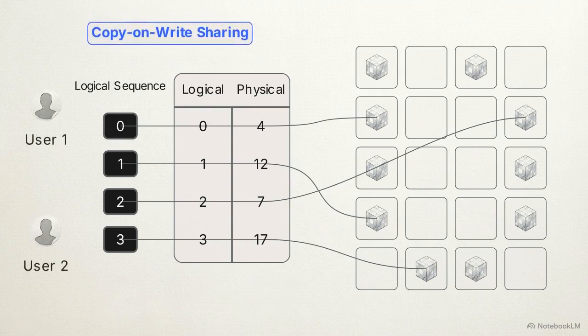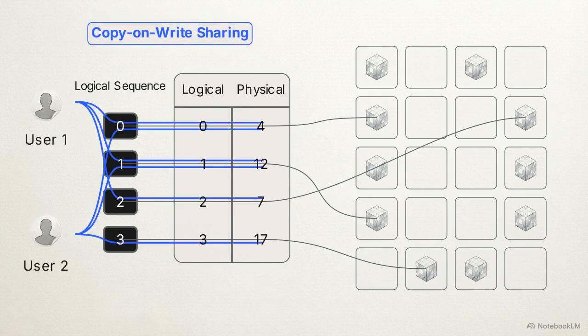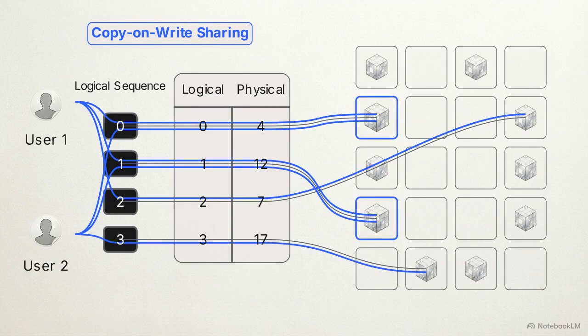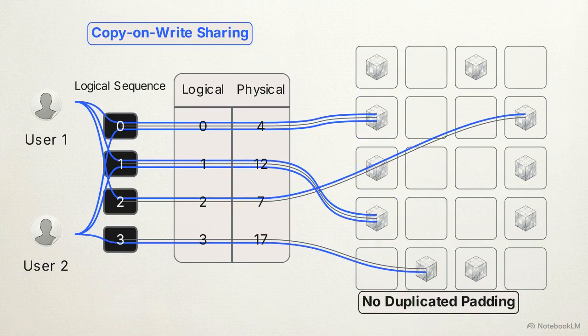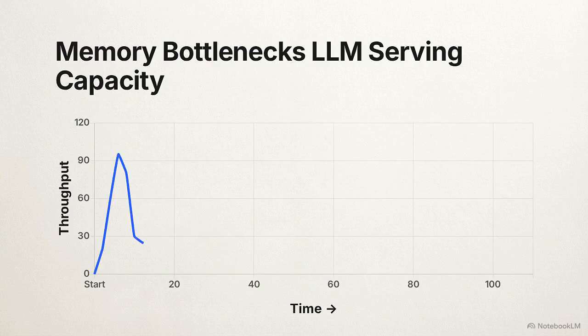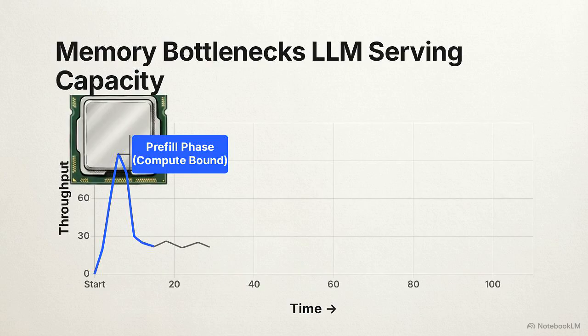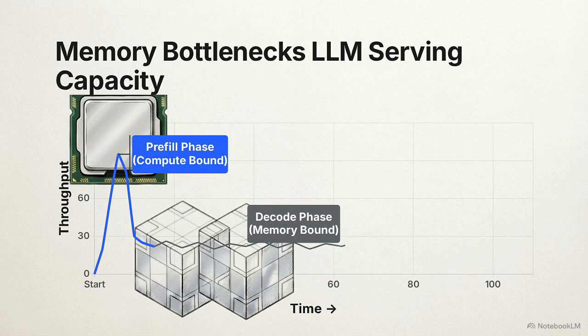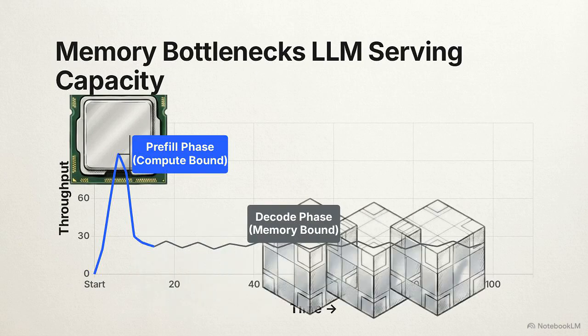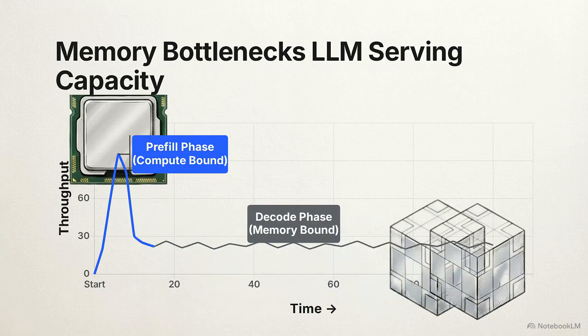This fragmented mapping enables copy-on-write semantics. Multiple users route requests to the exact same cached blocks, eliminating duplicated padding. While raw compute still dictates the speed of the initial prefill, the serving capacity during the decode phase depends on how effectively the engine shards and reclaims this memory.